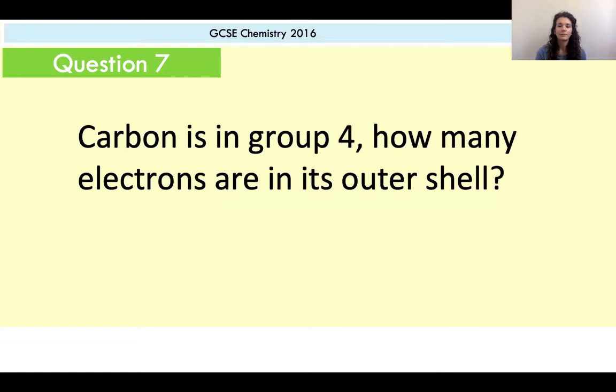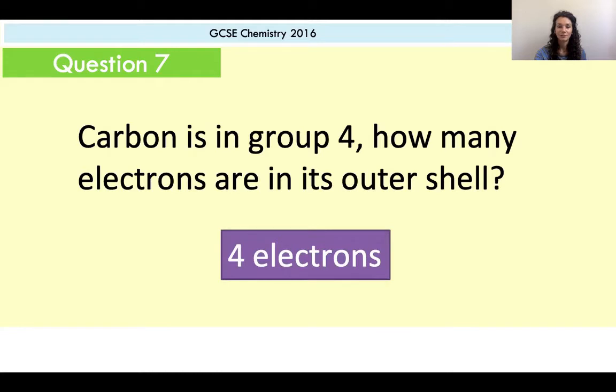So carbon is in group 4 of the periodic table. How many electrons are in its outer shell? Hopefully you will get this, because we didn't look at this too long ago, did we? Fab, 4 electrons, okay, because it's in group 4. So that's 4 electrons in its outer shell.